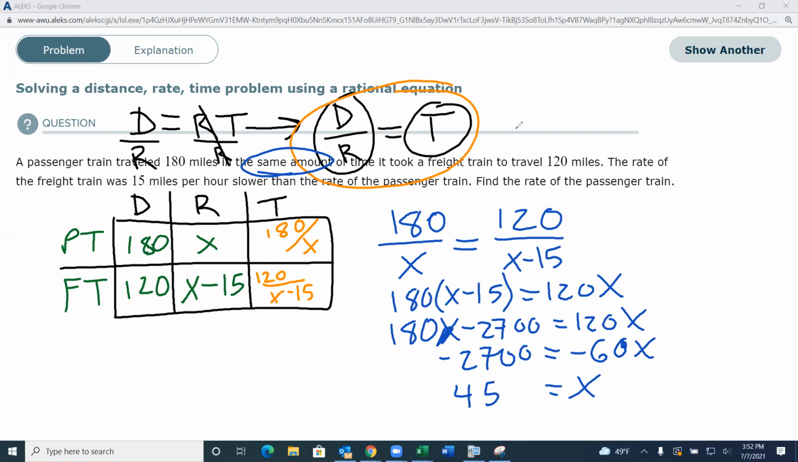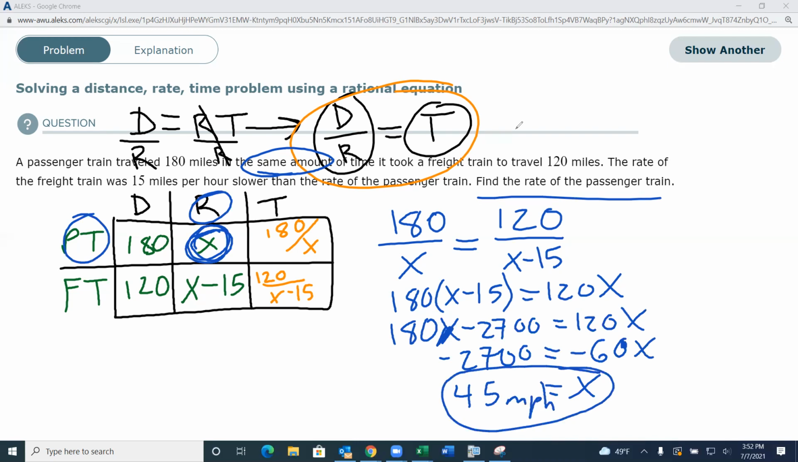45 what? Well, what does x stand for? Well, x is all by itself right here. And it's the rate of the passenger train, which is what we're looking for. So that will be miles per hour, and it is the final answer. And that is how you can do these. And plus, it's just really cool and it's colorful.